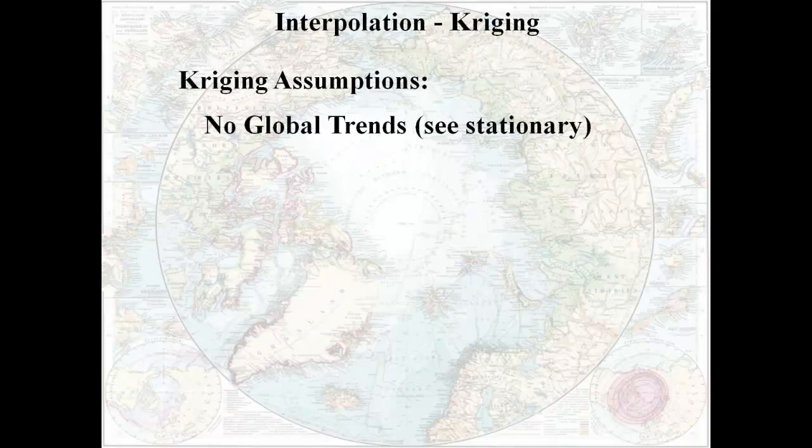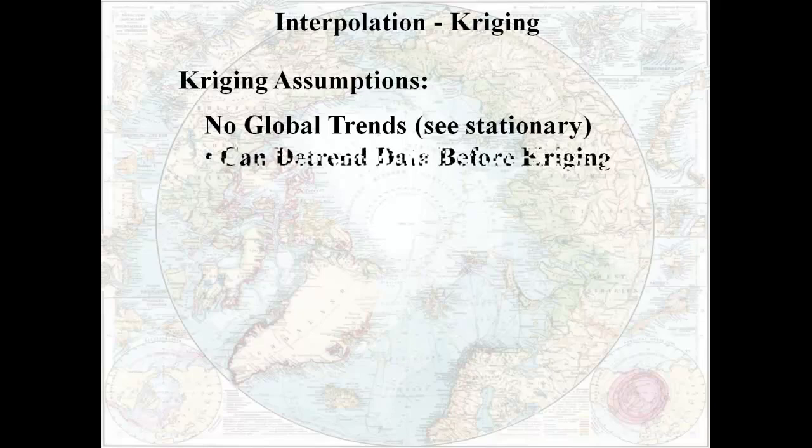No global trends. That has to do with stationarity, right? If things are more alike, depending upon what part of the map you're at, there may be a trend in one direction or another. I showed you some trends in the interpolation method, which was the first one that I showed you. Remember, you could pick an order of trend and get a surface that fits your data. If you have trends in your data, then you don't want to use kriging. Sometimes you can detrend your data before you krig it, then do the interpolation, and then go back and reverse that detrending to get final interpolation values. So sometimes you can kind of get around that.